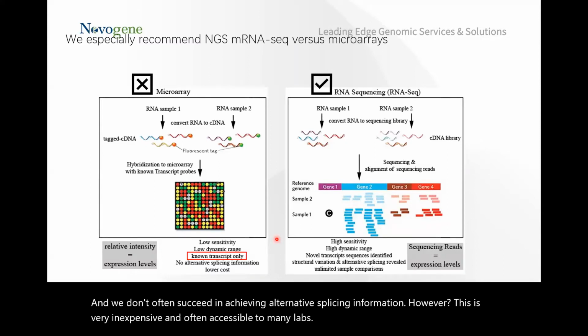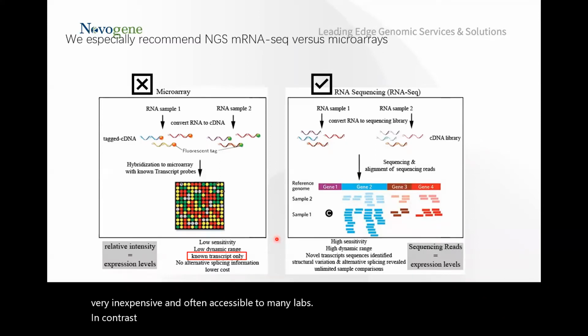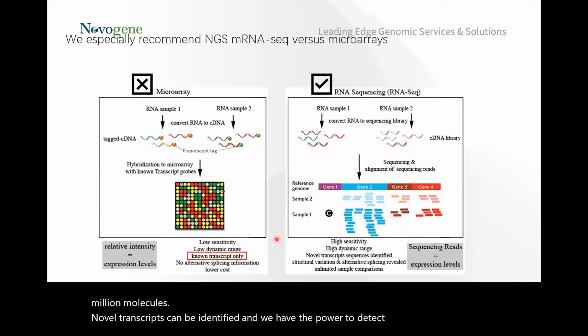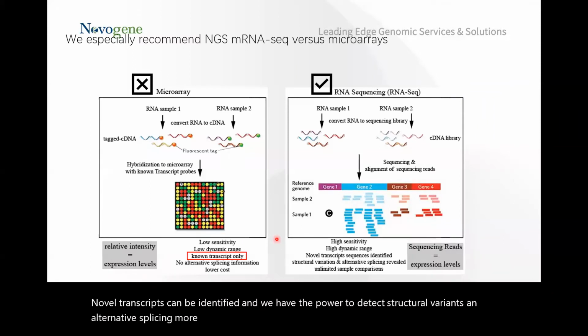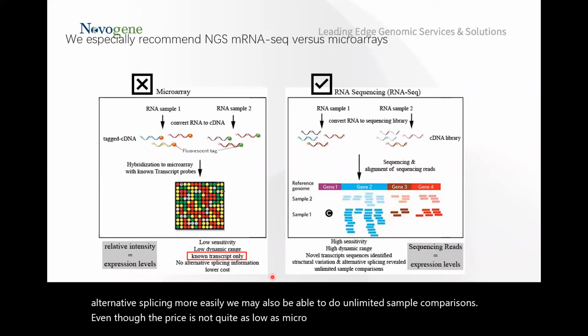In contrast, mRNA sequencing has very high sensitivity. It has a high dynamic range. We can sequence a single molecule up to several thousand or million molecules. Novel transcripts can be identified, and we have the power to detect structural variants and alternative splicing more easily. We may also be able to do unlimited sample comparisons, even though the price is not quite as low as microarrays, although I will say that our prices, we hope, are competitive.